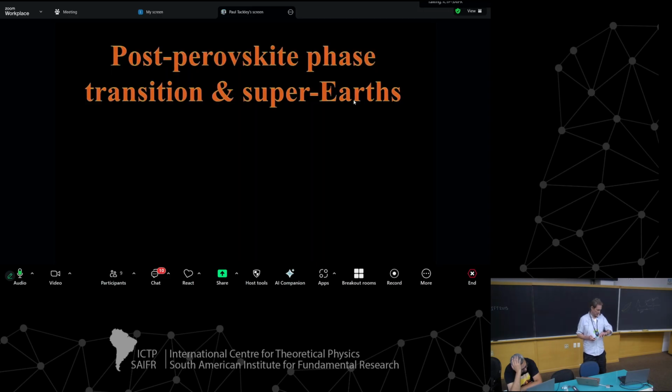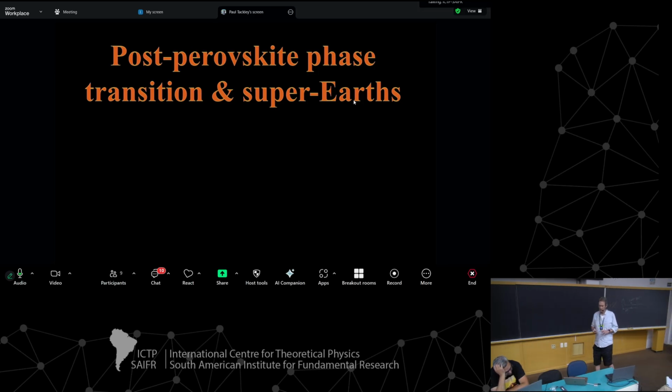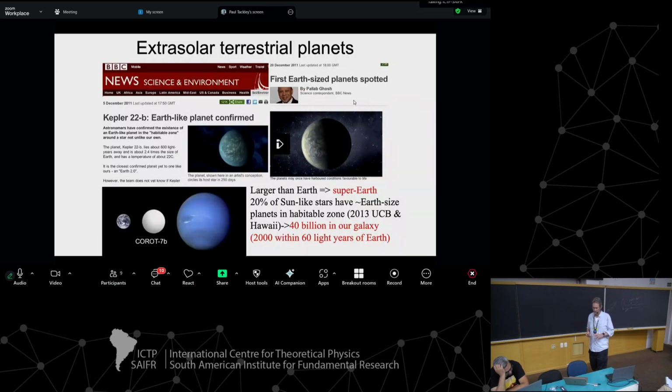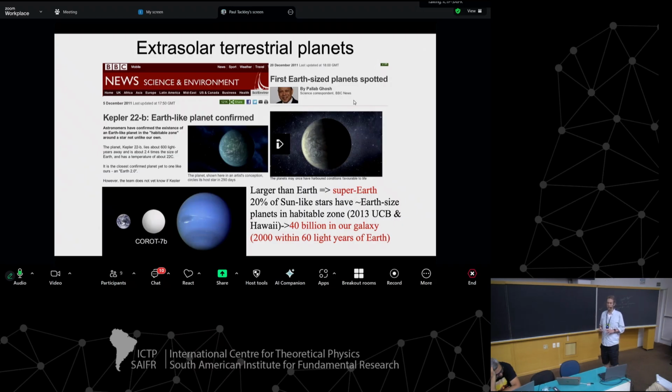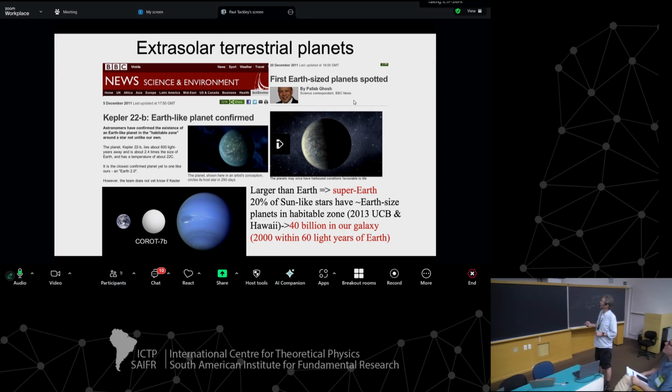Anyway, in the last little section, I talk about planets that have a lot of post-perovskite, these so-called super-Earths or super-Venuses. And this has been a real growth industry since the first exoplanet was discovered. It's sort of headline news when a new potentially Earth-like exoplanet is discovered. And how many of these might we expect?